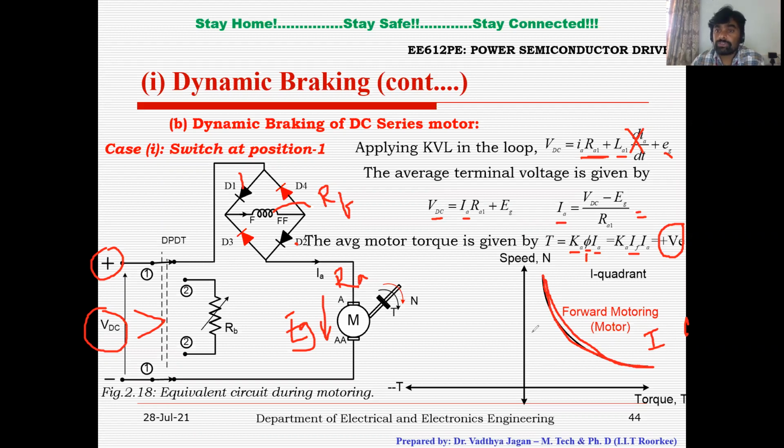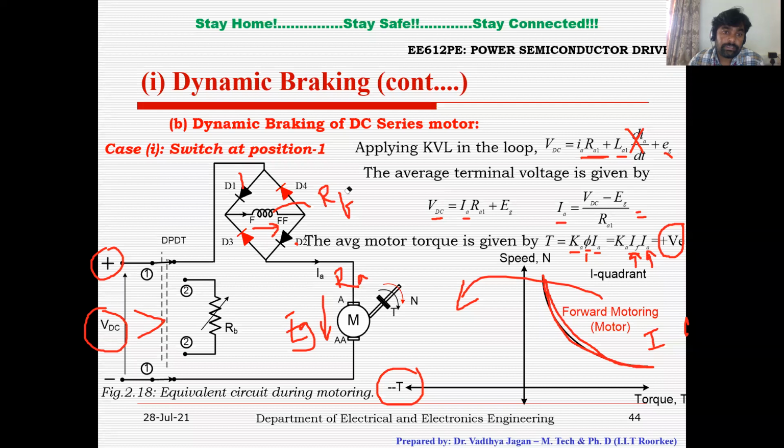Now our aim is to move the machine from the first quadrant to the second quadrant. To achieve that, what we need to do? We need to achieve negative torque. To achieve negative torque, either the field current should be negative or the armature current should be negative, but not both. So with the help of this diode bridge configuration, we are reversing the armature current, not the field current. We are maintaining the field current always from F to FF.